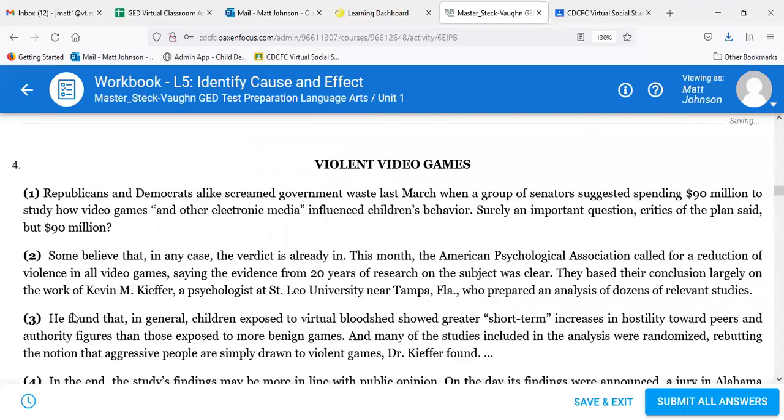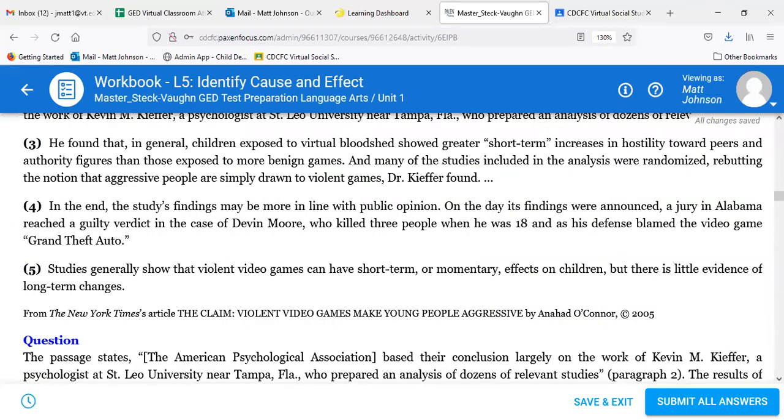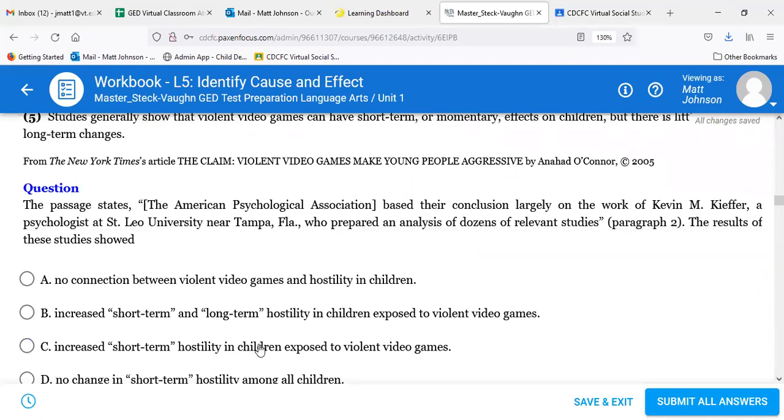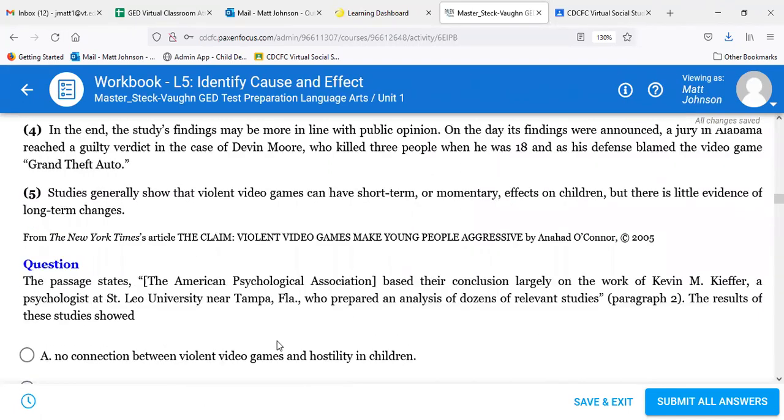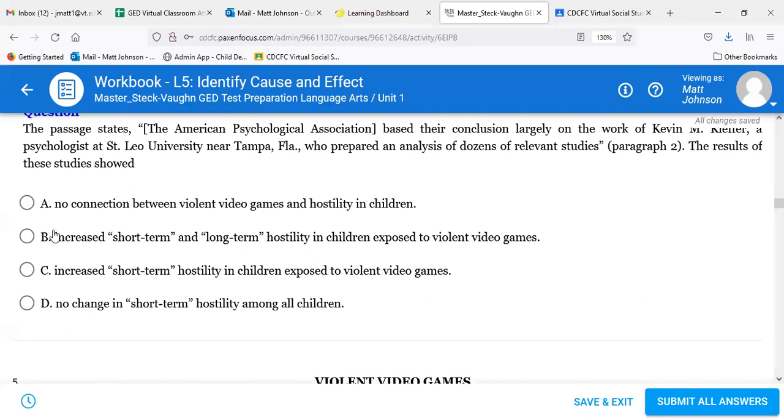Okay. All right, same passage. The passage states, the American Psychological Association based their conclusion largely on the work of Kevin M. Kiefer, a psychologist at St. Leo University near Tampa, who prepared an analysis of dozens of relevant studies. Paragraph 2, the results of these studies showed A, no connection between violent video games and hostility in children, B, increased short-term and long-term hostility in children exposed to violent games, C, increased short-term hostility in children, or D, no change in short-term hostility among all children. C?